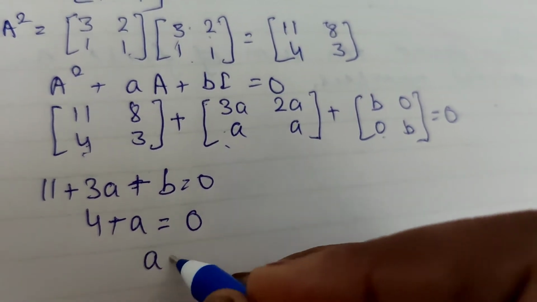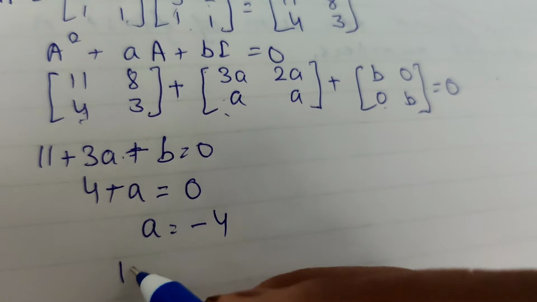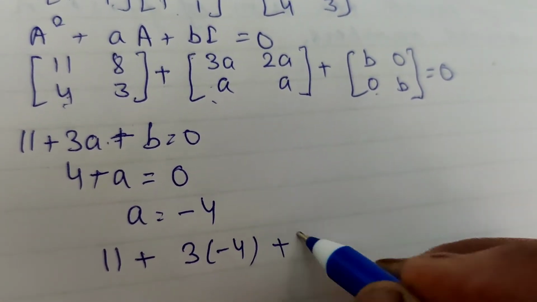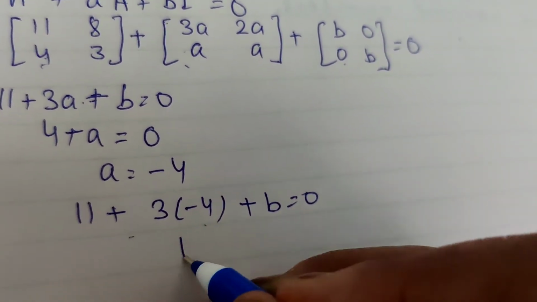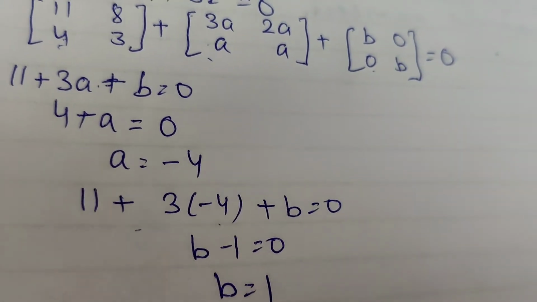It means a equal to minus 4. And put the value of a in this. 11 plus 3 into minus 4 plus b equal to 0. 11 minus 12, minus 1. b minus 1 equal to 0. b equal to 1.